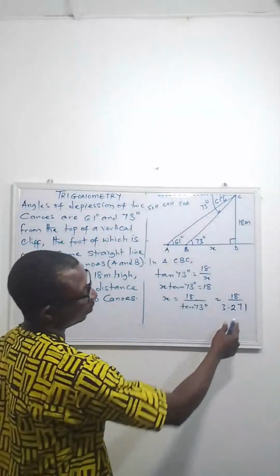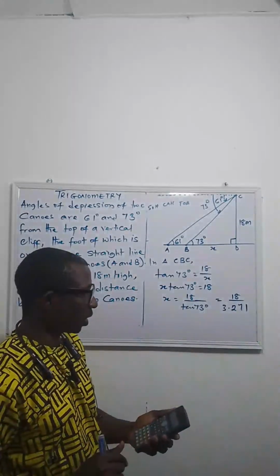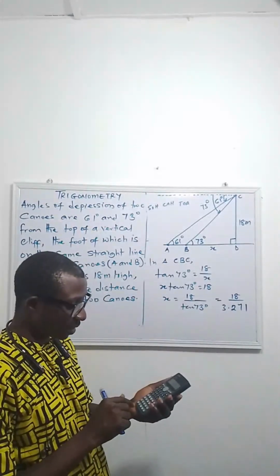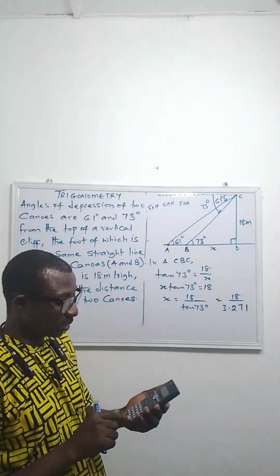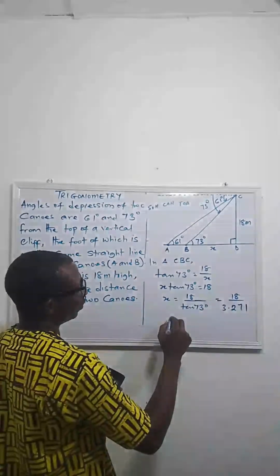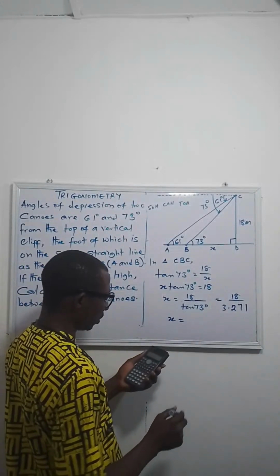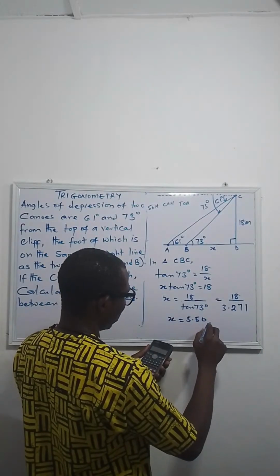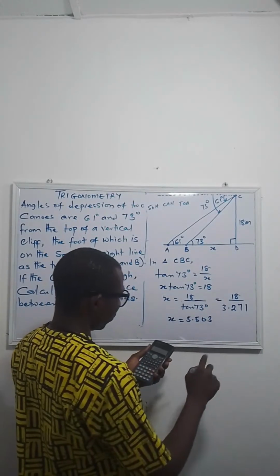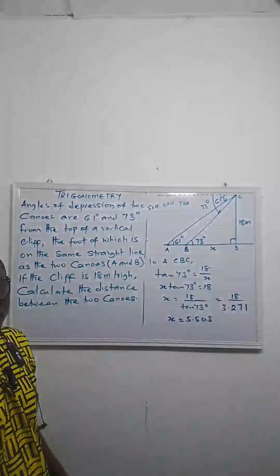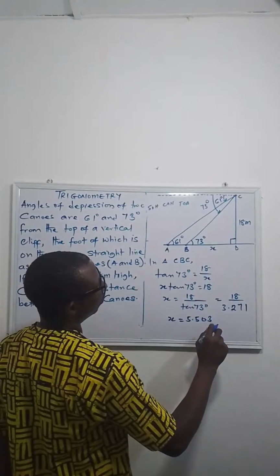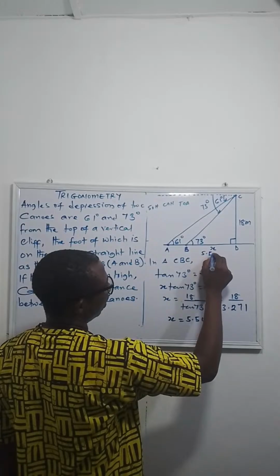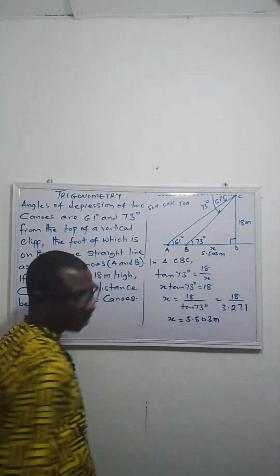So you can either check your four-figure table or make use of your calculator. Now when you divide, what do you have? You may be faster than me. Drop your answer in the comment section. Let's see what you have. What is going to be the value of x? x is 5.503 meters.